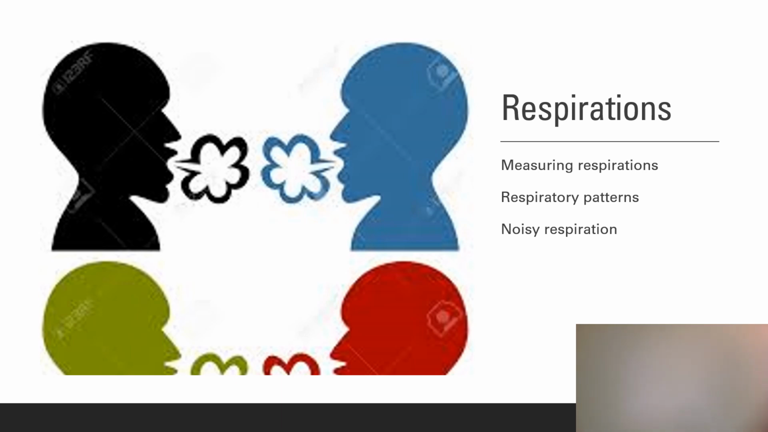So let's talk about respiratory patterns. These are some of your definitions. Eupnea is a normal, relaxed breathing pattern. Dyspnea is difficult and labored breathing. Tachypnea is increased or rapid breathing. Bradypnea is slow and shallow breathing. Hyperventilation is breathing where we have an increase in the rate and depth of the breath.